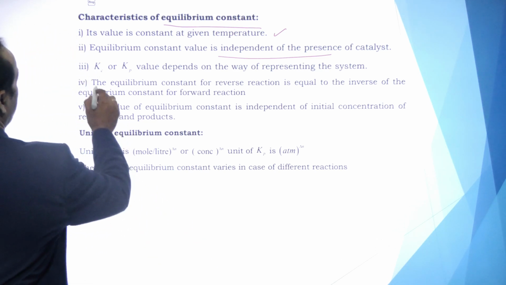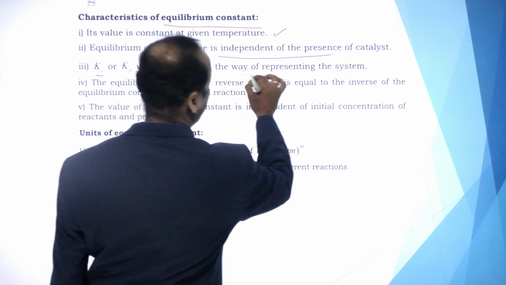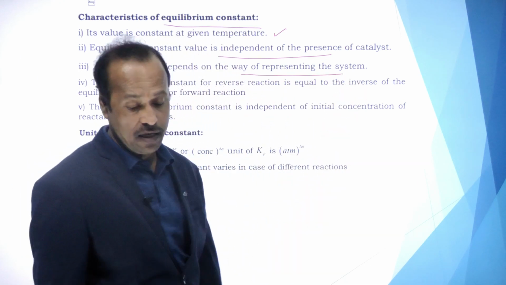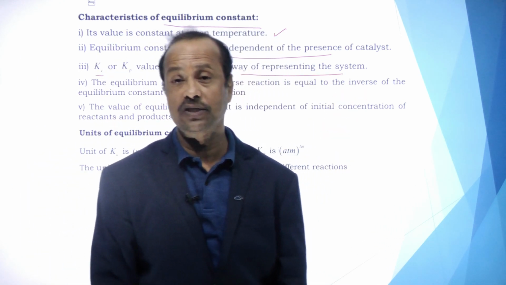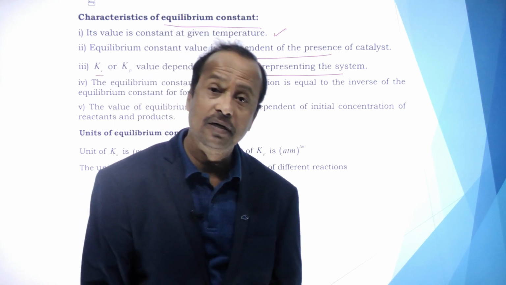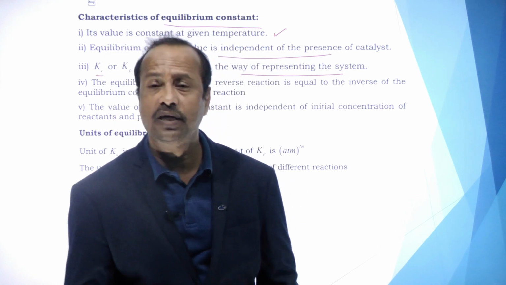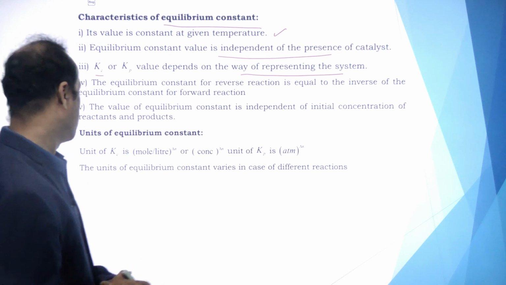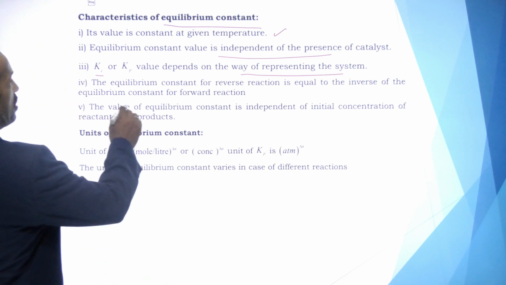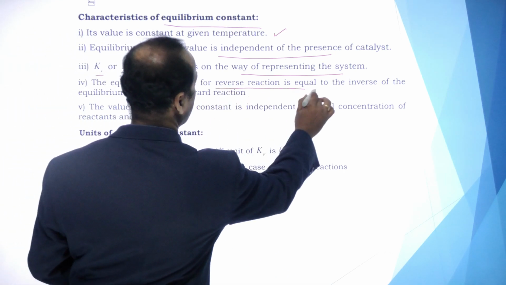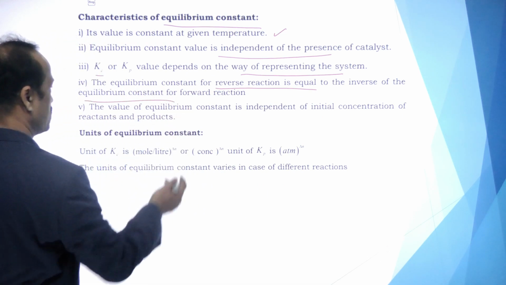The Kc and Kp value depends on the way of expressing the system. If you are expressing in terms of concentration, we write Kc. In terms of pressure, we write Kp. So that depends on what way you are expressing. The equilibrium constant for the reverse reaction is equal to the inverse of the equilibrium constant of the forward reaction.